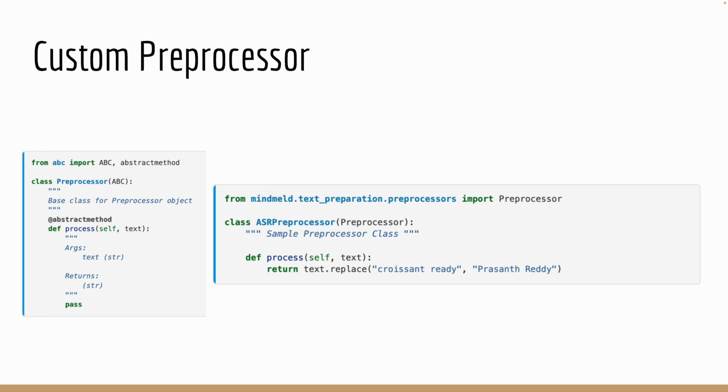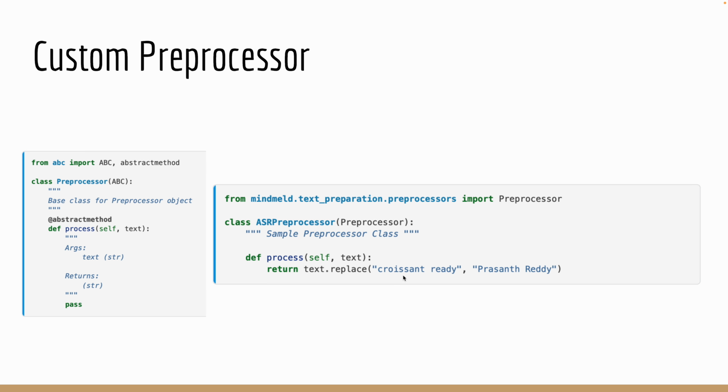And so, kind of the workaround here is to identify that, okay, well, Prashant ready is commonly being mistranscribed as croissant ready. Why don't we add a specific rule to go in and do the opposite and switch it back? Because it's pretty unlikely in our particular application that someone is going to utter the phrase croissant ready.